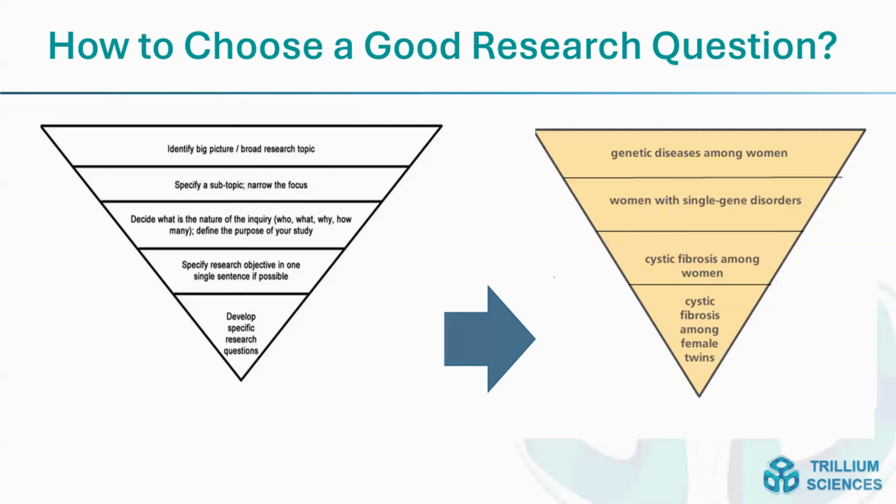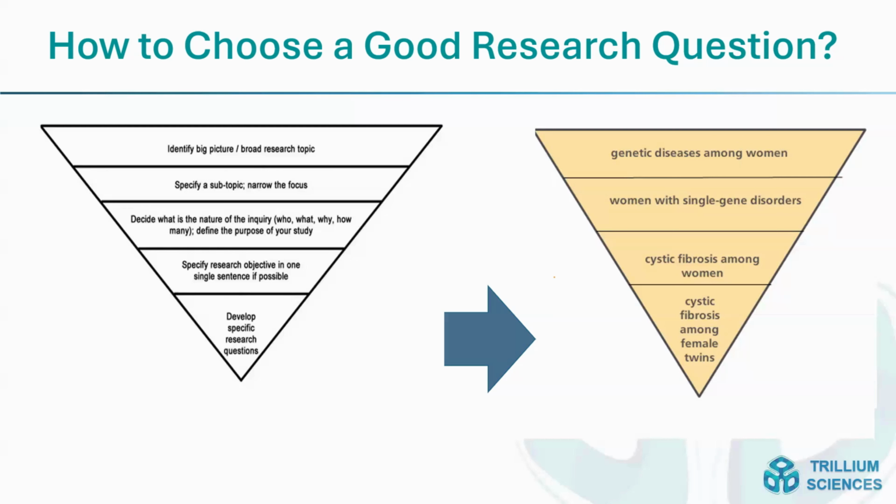As an example, if we're talking about genetic diseases in women, that's a very broad disease area, and you have to narrow it down. We can narrow it down to women with single gene disorders, and then even further down to cystic fibrosis among women. So that's a single gene and among women. Then we can even narrow it down to cystic fibrosis among female twins. So we have, for example, what's the prevalence of cystic fibrosis in female twins? What are the risk factors of cystic fibrosis among female twins?